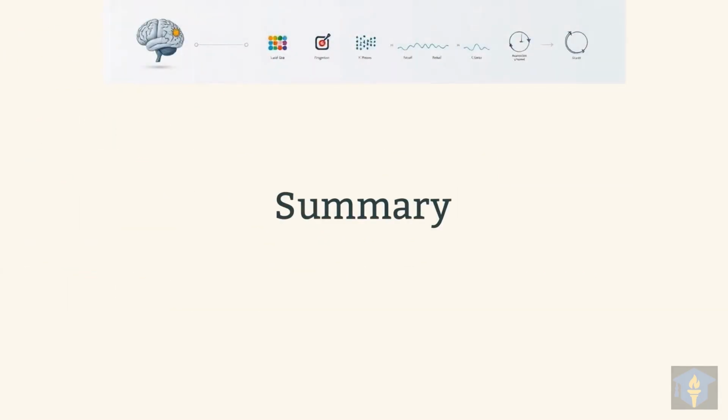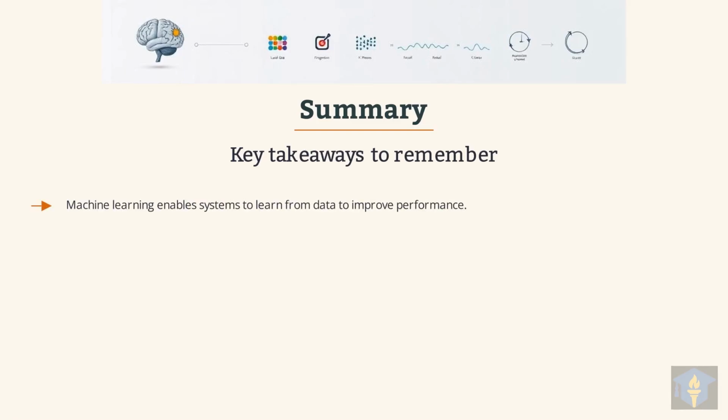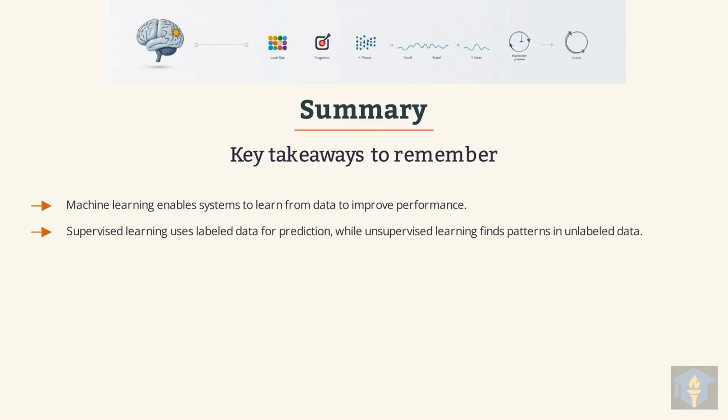All right, let's bring everything together now with a quick summary of the key concepts we've explored today. Here are the most important takeaways, the essential points you should remember from our discussion on machine learning basics. Remember, machine learning fundamentally enables systems to learn directly from data, continuously improving their performance over time. We differentiated supervised learning, which uses labeled data for predictions, from unsupervised learning, which finds patterns in unlabeled data.